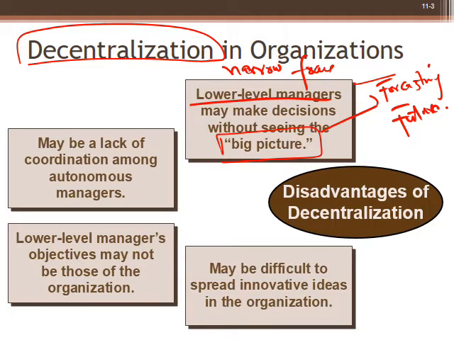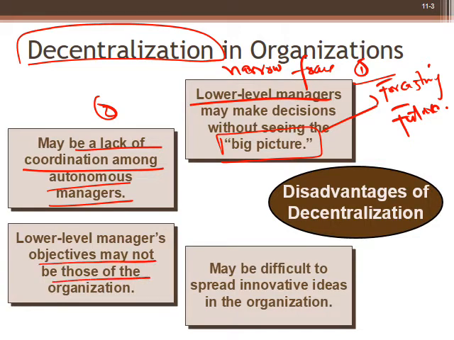The second drawback is that there may be a lack of coordination among autonomous managers. It means if I have the power to decide my own department's situation, then I do not coordinate with the other managers because it's my autonomy, it's my power. It's like it's my house and you are not allowed to come in. So that is a big problem. The third problem with decentralization is that the lower managers' objectives may not be those of the organization.